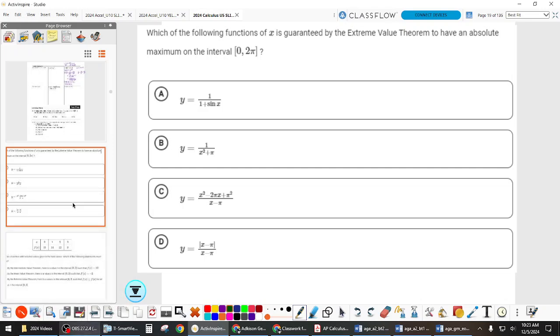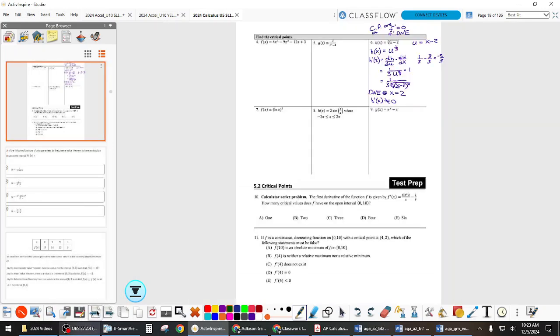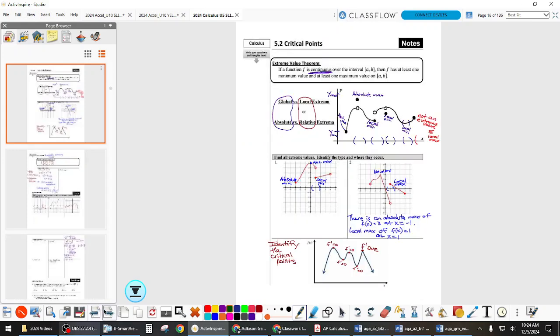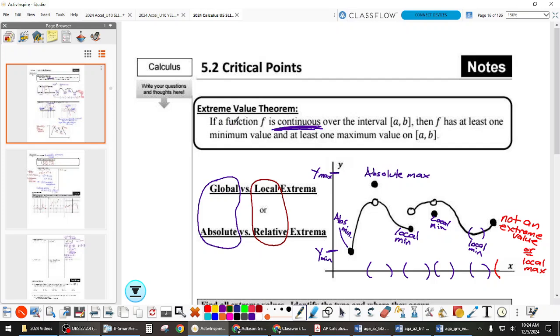So extreme value theorem was 5.2. So I'm just going to go back to that. There it is. So if f is continuous, then there's a max and a min on the interval. This is what that one said. It has at least one.